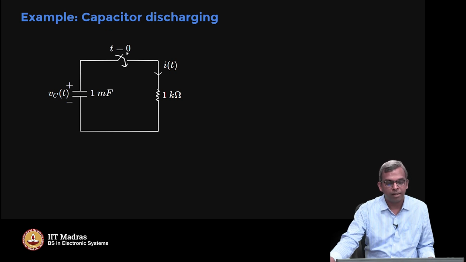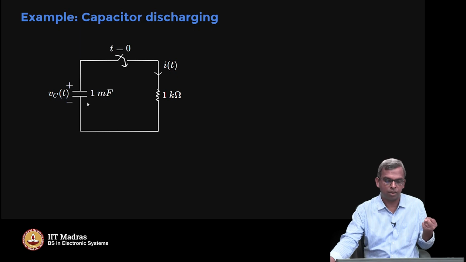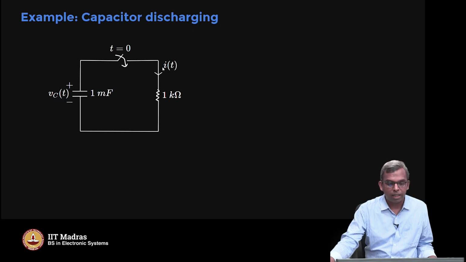And then there is a switch here, and the switch is open. If it's open initially, no current is flowing and the capacitor charge holds, right? So there is a 1 kilo ohm resistance here, and I'm throwing the switch to close the circuit at t equals 0. Now current starts to flow, and you can write an equation very easily. What is the value of the current? I of t is Vc of t divided by 1 kilo ohm, right?